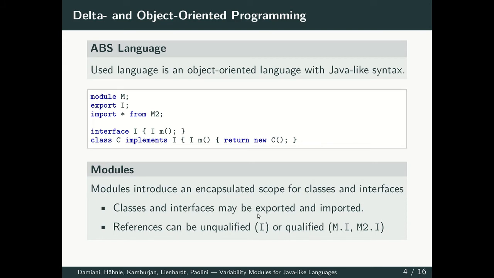So a reference is either unqualified, where I just use the name of the element, or it's qualified, where I prefix it with the module. So here I use the module M and the element I from M, and here I use element I from M2.